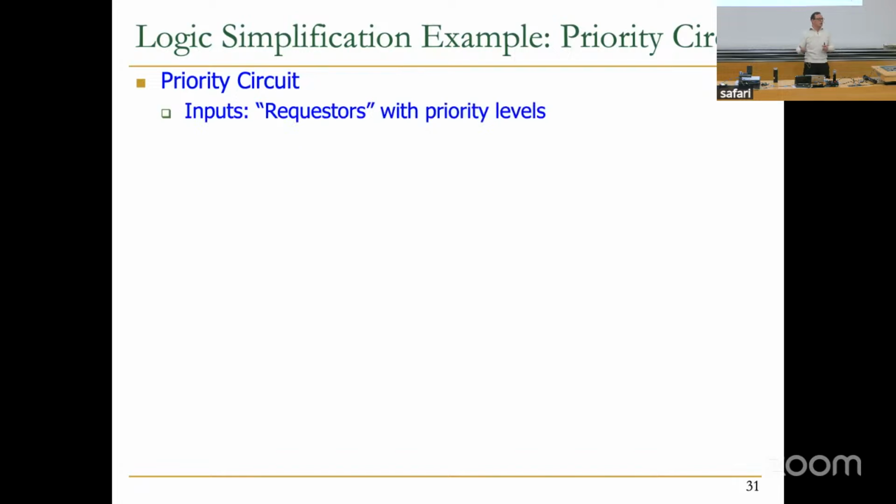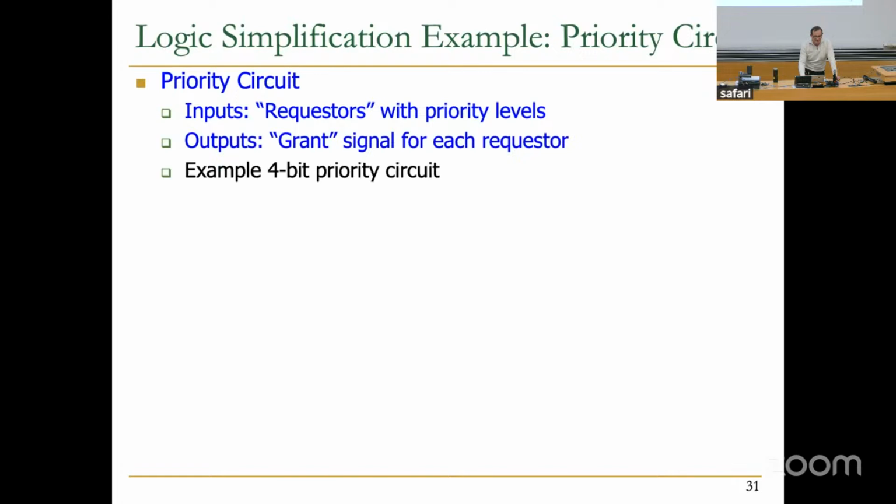So we're going to assume that we have some requesters. These could be implementing what I showed you earlier. There could be some requesters that are requesting a wire, for example, so that you can enable an input to be gated onto the wire. We have some priority levels. And then outputs are grant signal for each requester.